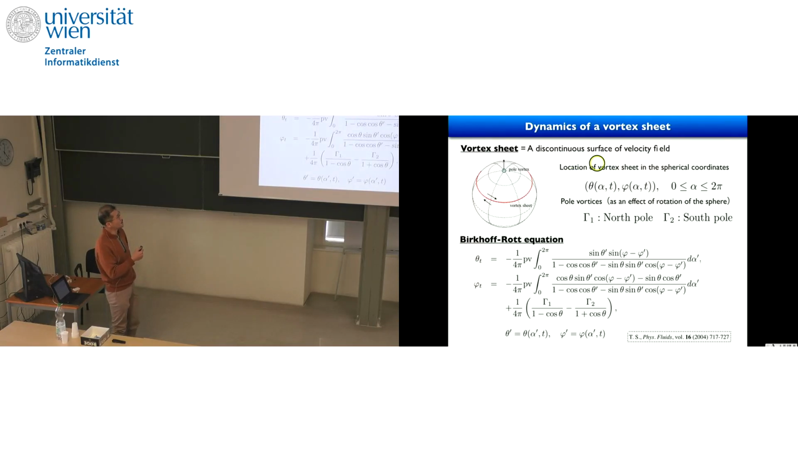So the location of the Vortex seed, this red curve, is represented by a one-dimensional curve whose parameter is alpha, which is a Lagrangian parameter on the sphere, and t is time. In order to understand the stability of this Vortex seed and the existence of the pole vortices, which are a model of the northern and southern vortex structure, we introduce an additional point vortex at the north pole whose strength is gamma 1 and at the south pole whose strength is gamma 2. Then we can derive the equation of motion of this one-dimensional curve, which is known as the Birkhoff-Rott equation.